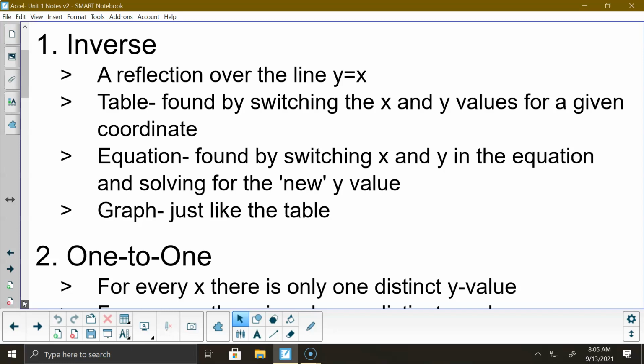All right, can I scroll past like the first two bullets under inverse?